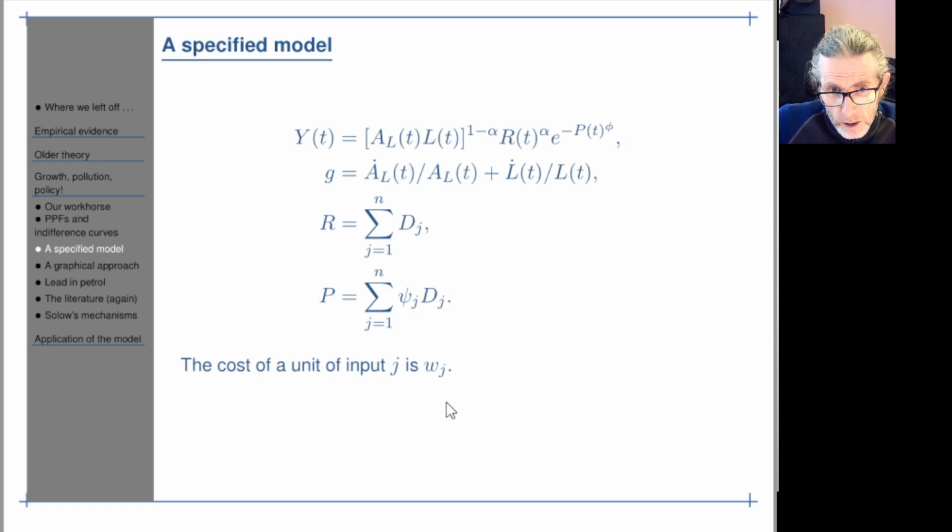We've got some growth in the effective inputs of labor. There's no capital. And the resource input is the sum of a series of different inputs, n inputs. And each of those inputs is linearly linked to some flow of pollution. So it's very straightforward. We can think of coal, oil, and wind. So the biggest psi would be for coal, and the next biggest would be for oil, and then wind would have 0.